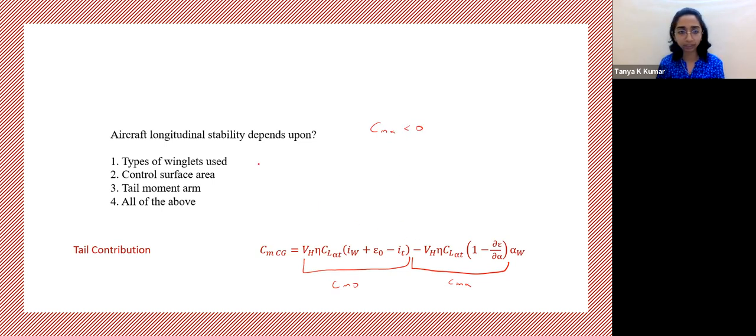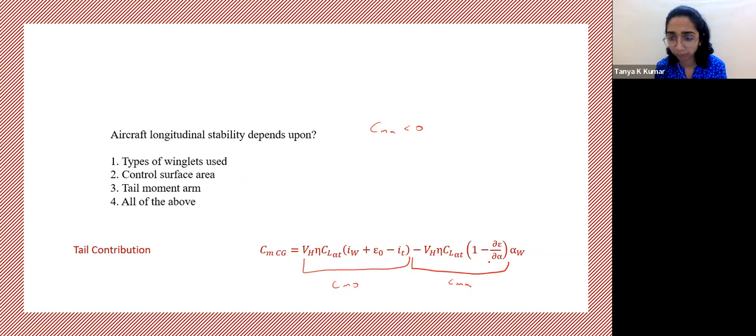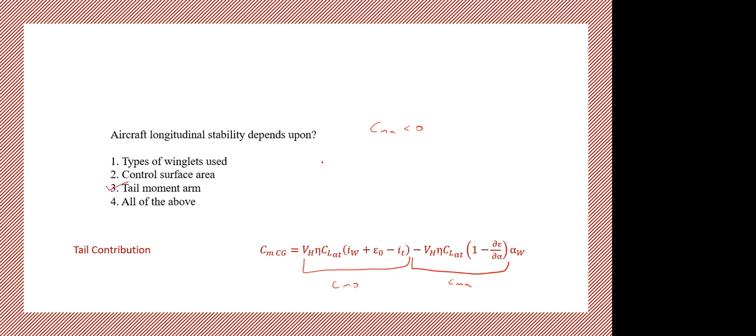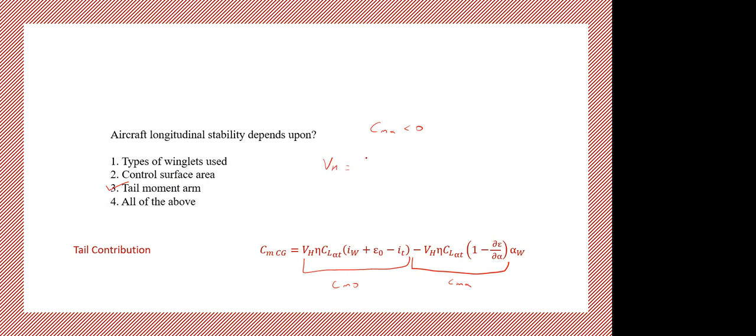So what term here is given in the options? It has to be one of the terms that are given here. It is tail moment arm, ma'am. Tail moment arm? And where is it in this equation? Where is it present? It is VH. What was VH? VH was the ratio, ma'am. Volume ratio. So I think it is the tail volume ratio.